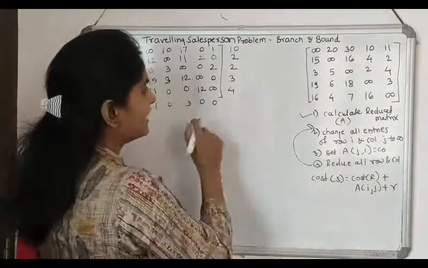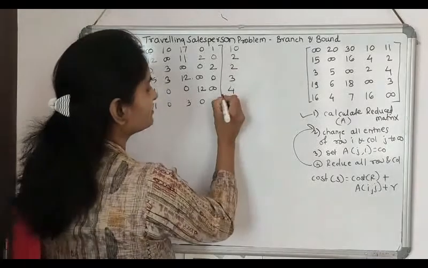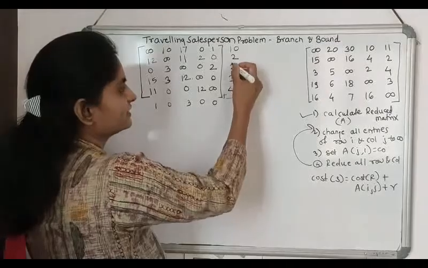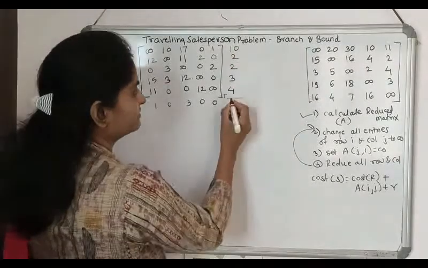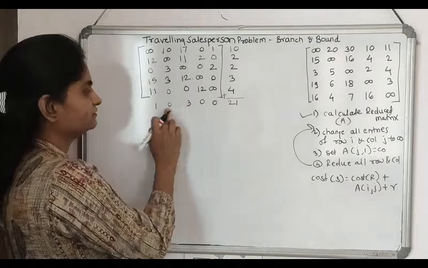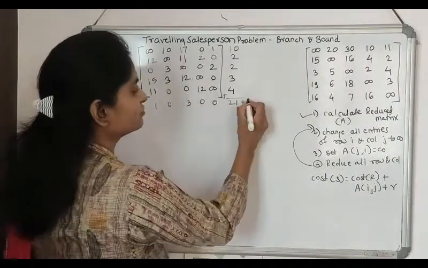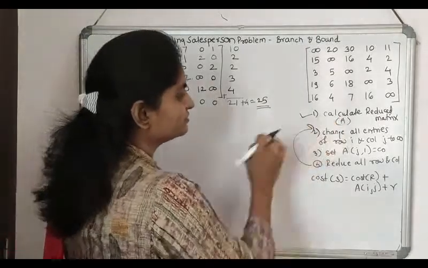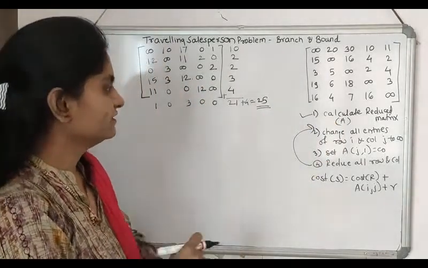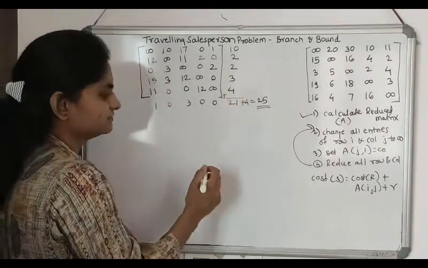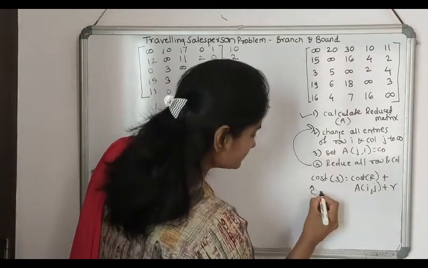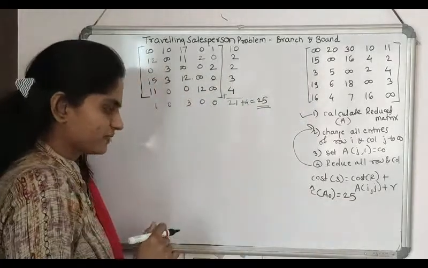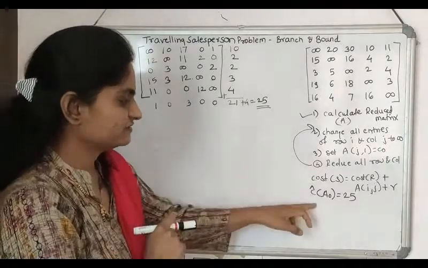Then add this column and row reduction. After adding all the row reductions, the value is what? 7, 8, 9, 10, 11. 11 plus 10, 21. And then 1 plus 4, 1 plus 3, 4 is equal to 25. This is the cost of this reduced matrix. We can say that the cost C cap of A0 is equal to 25. This is the cost of the first one, that is A0.